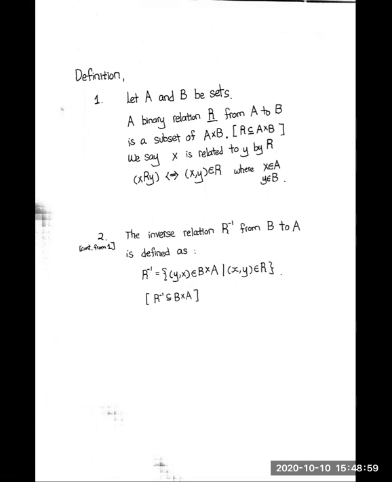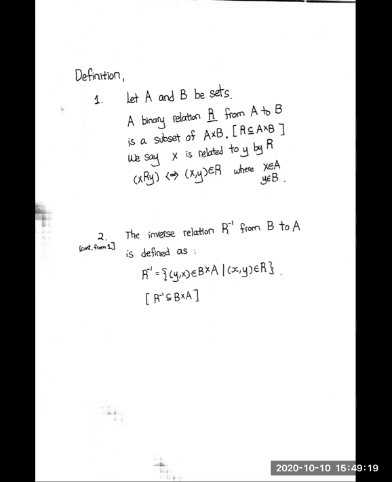And we say that X is related to Y by R. In this case, we can write either XRY or (X, Y) is in R, where X is from A and Y is from B. Note that the order of where each element comes from is important.